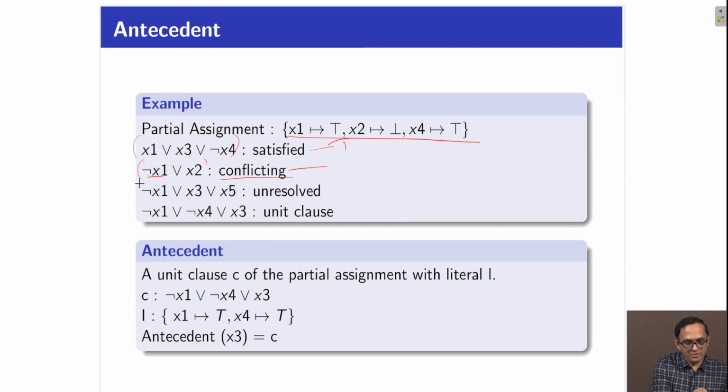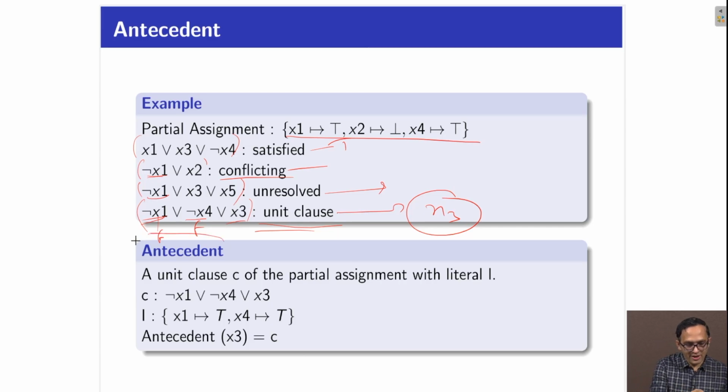Similarly, if you have a clause where x1 is true, so that literal becomes false, and x3 and x5 are not assigned, this is unresolved. This is neither a unit clause, nor a conflict, nor satisfied. And if you have a clause where x1 is true, so that literal is false, and x4 is true, so that literal is false, this reduces to x3. So this is a unit clause under this partial assignment.